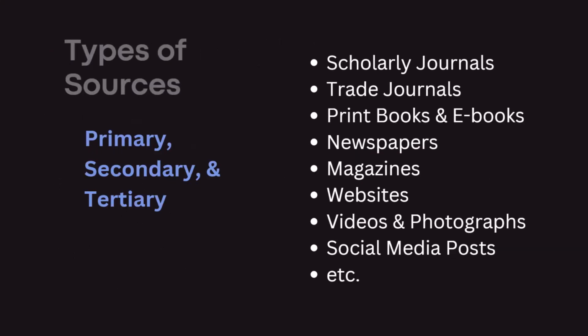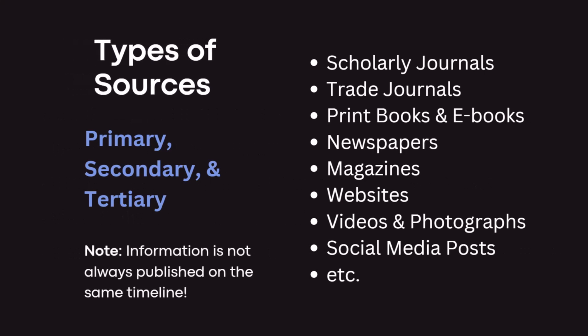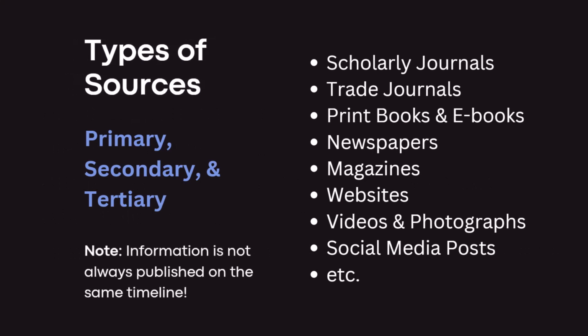And then one more quick side note. What do I mean by types of sources? We'll get into this more when we do some example searches, but it's important for you to know that there are many different kinds of information sources out there. Typically, these are categorized as primary, secondary, and sometimes tertiary sources.